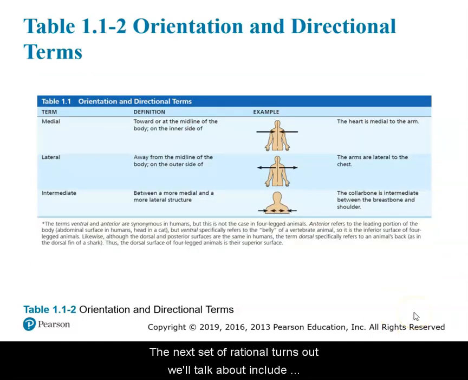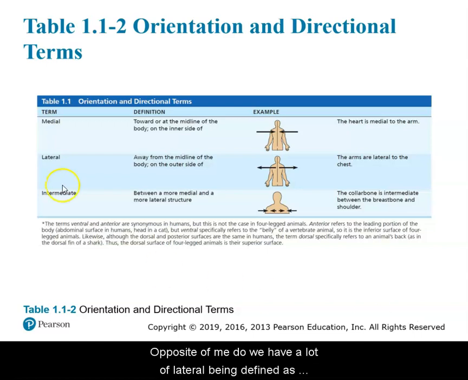And the next set of directional terms that we'll talk about include medial and lateral. If you have a line that divides the body into right and left, we call this the midline of the body. So medial refers to going towards or at the midline of the body, on the inner side of. An example of this: the heart is more medial compared to the arm. So the heart is more going towards the midline of the body compared to the arm.